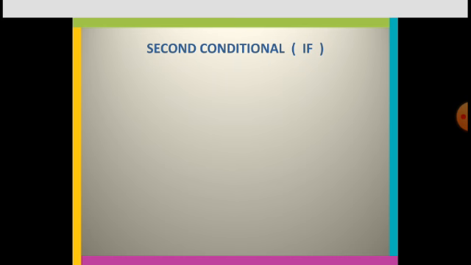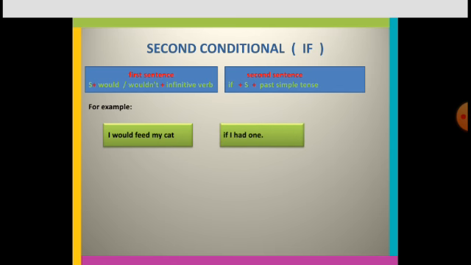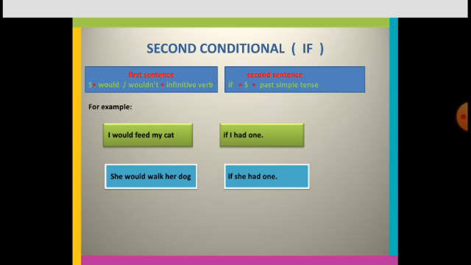What about if in the middle of the sentence? The first sentence becomes like this: subject, would or wouldn't, plus infinitive verb. The second sentence: if plus subject plus past simple tense. Examples: I would feed my cat if I had one. She would walk her dog if she had one.